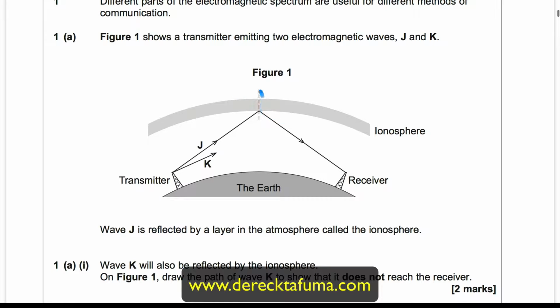J has been reflected. But one thing to note is that we've got a line here and it's dotted. That line is called the normal. It is normal to the tangent of this point for the ionosphere. So the normal would be like that, and then you get the normal. The normal is like that, and that's the tangent.